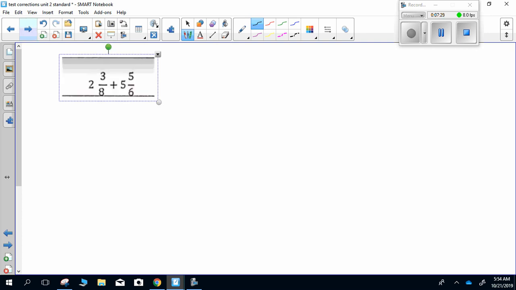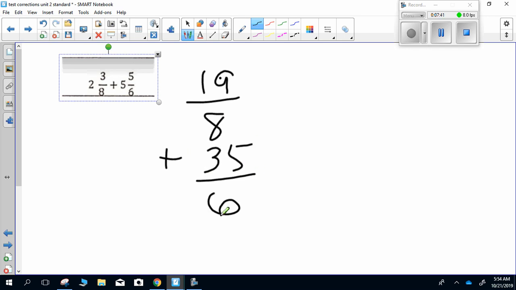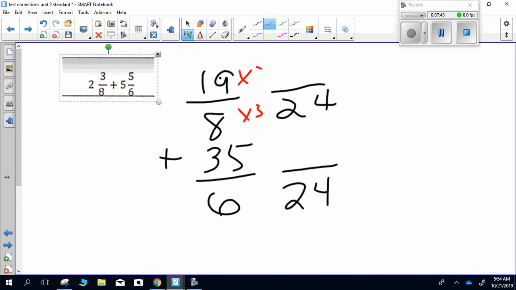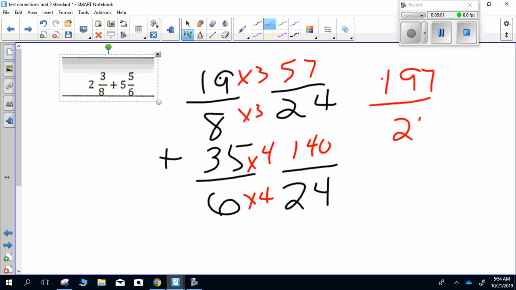Alright, adding this one. I've got 2 and 3 eighths plus 5 and 5 sixths. So if I make this into an improper fraction, it's 19 eighths plus 35 sixths. Common denominator is 24. So this would be times 3, that's 57. This would be times 4, that's 140. So the answer is 187 24ths, which is equivalent to 8 and 5 24ths.